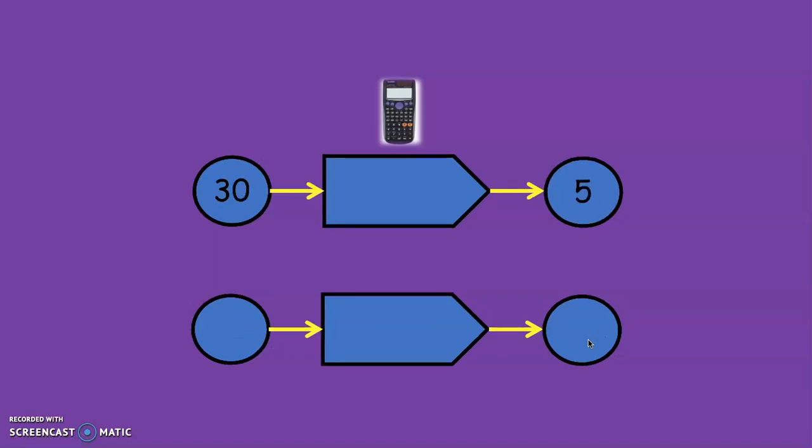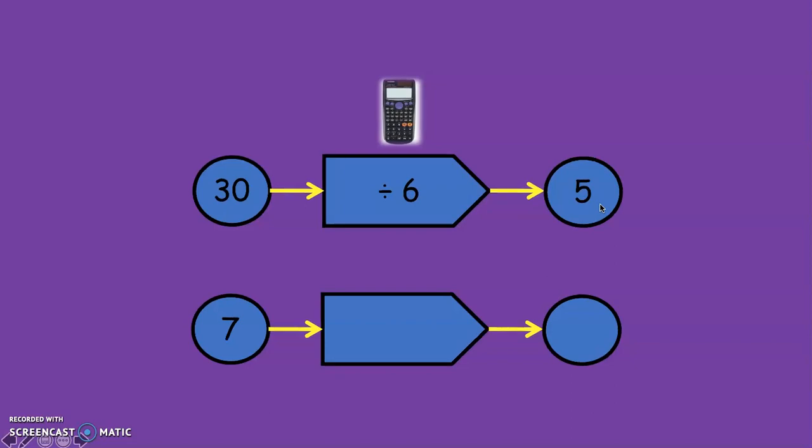Right, this time we need to work out what is the function doing. Okay, so how did I go from 30 to 5? Did I add, subtract, times, or divide by something? You can divide by 6 to go to 5. That would be one option. Okay, so 30 divided by 6 will give you an answer of 5.